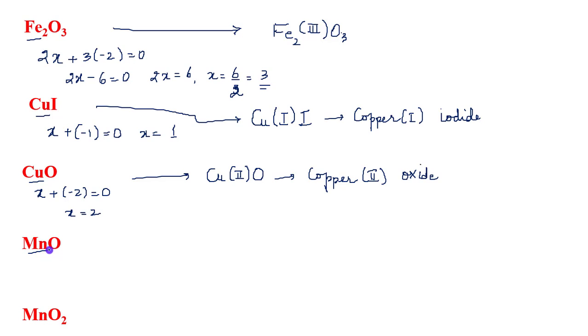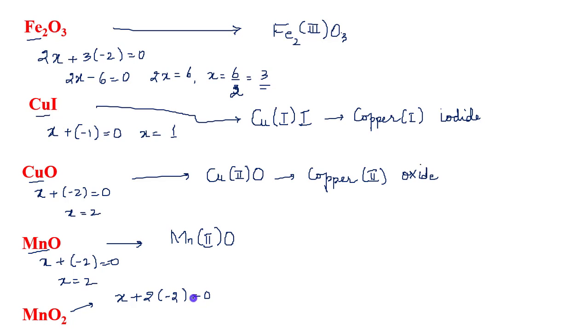Same way here, manganese X plus oxygen -2 charge equal to 0. X is equal to 2. What will be the stock notation? Mn Roman number 2 O, oxide. Okay, and here last one, manganese oxidation state you need to calculate. X plus 2 oxygen are there. 2 into -2, that is equal to 0. So X minus 4 equal to 0. X is equal to 4, right?